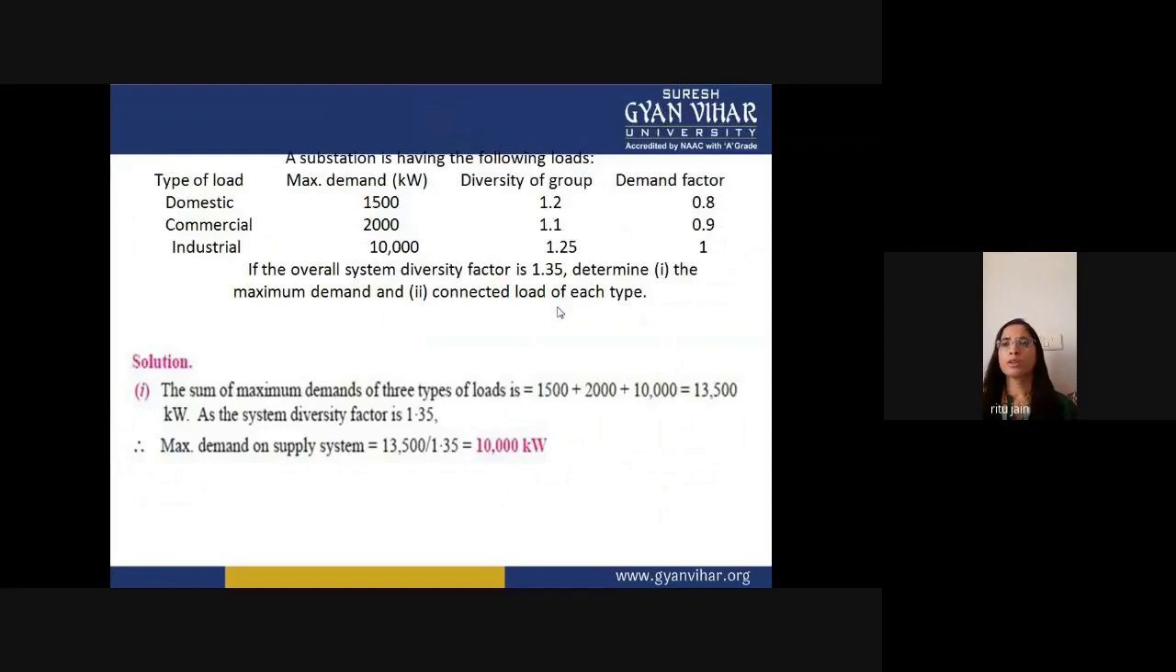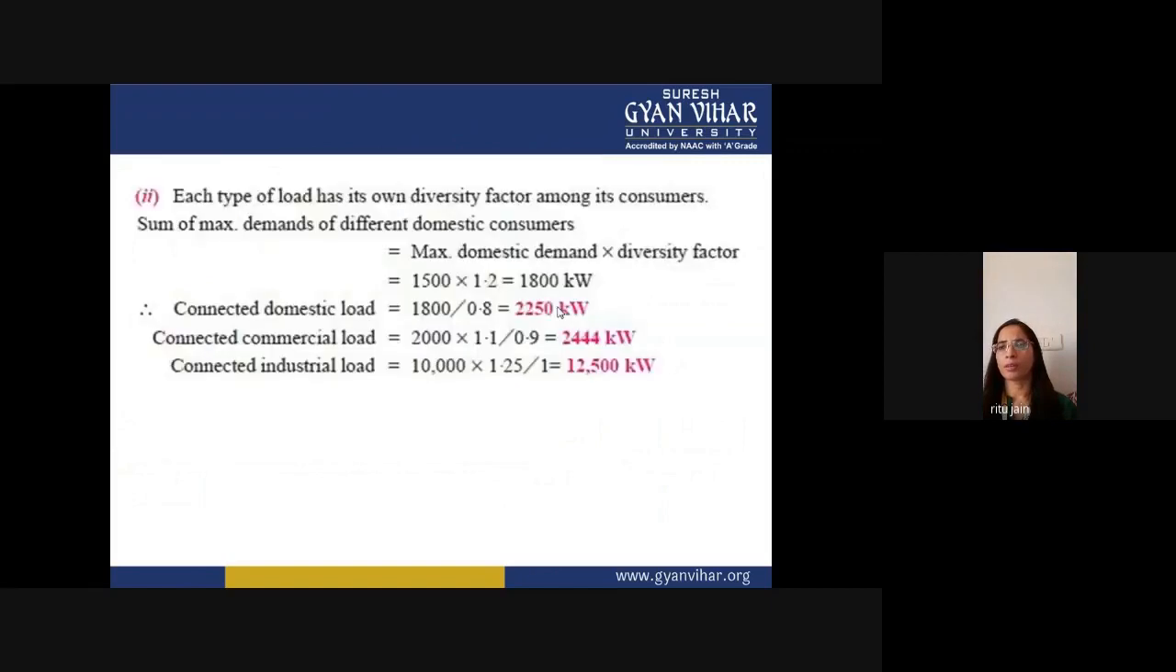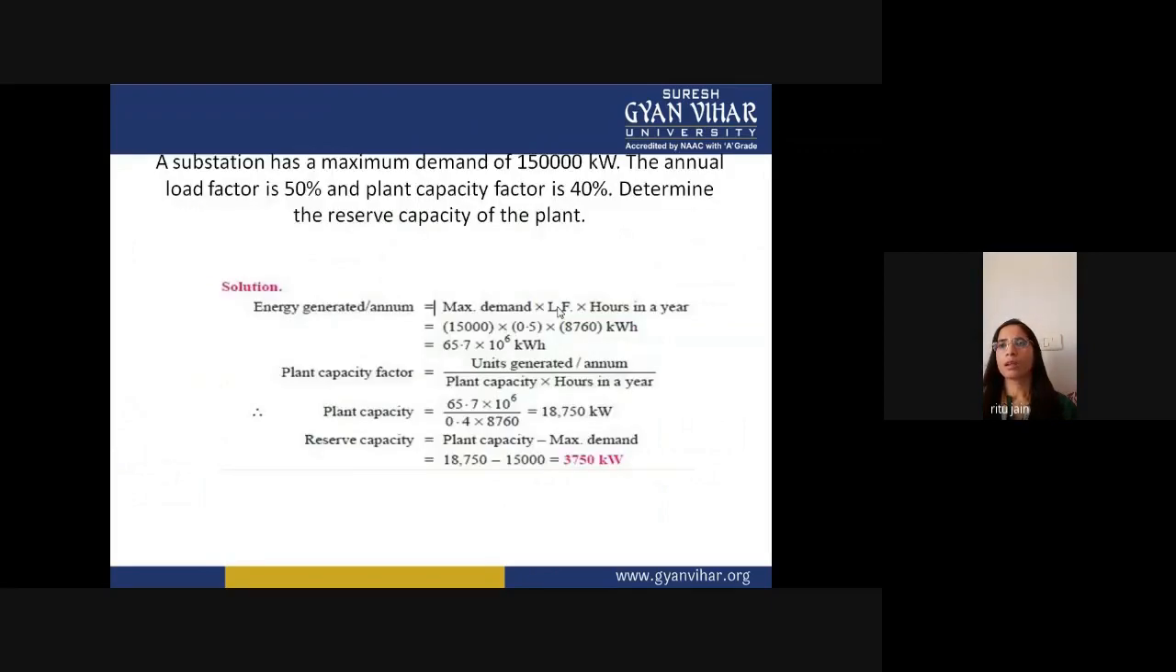Okay, so these are some formulas by which you can easily calculate your maximum demand, peak load, diversity factor, and demand factor. Now next, come to the next question.